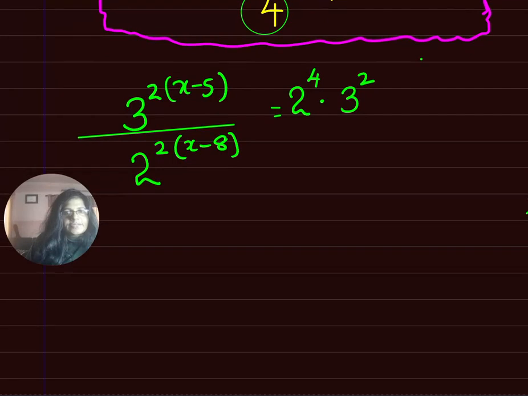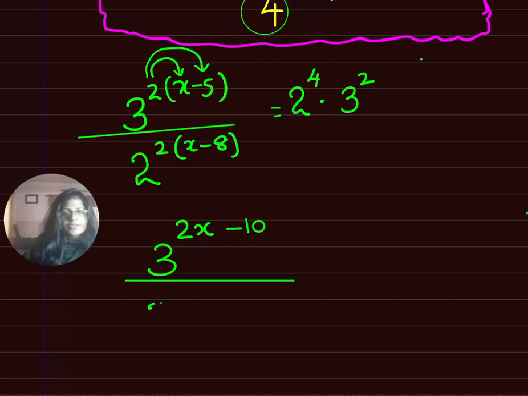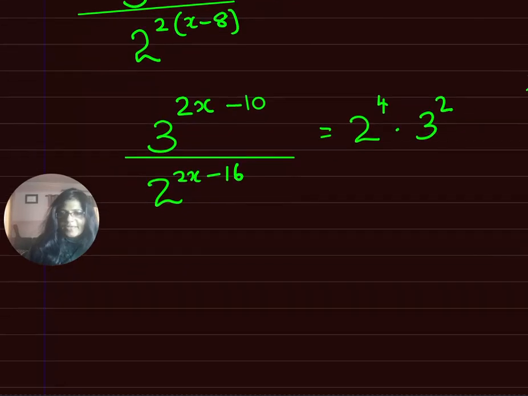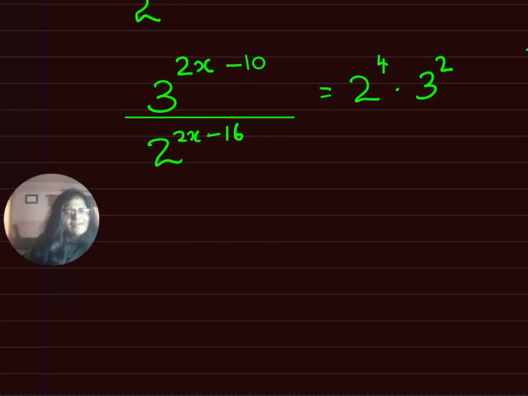Now what we have to do is we can open these brackets and simplify a little bit. 3 to the power 2x minus 10 over 2 to the power 2x minus 16 is equal to 2 to the power 4 times 3 squared. Now what we can do? Oh no, the 2 is in the denominator. We have to change it to the numerator.